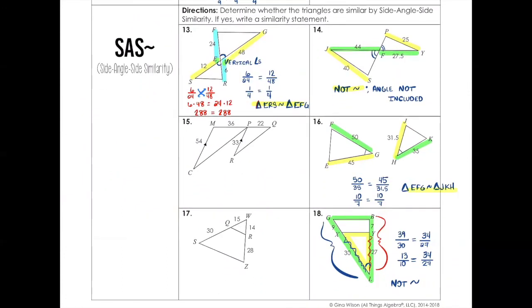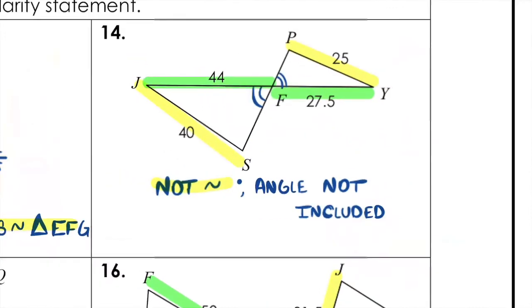Okay, side angle side. So we can determine similarity using side angle side as long as we have two proportional sides and the included angle. So if you look at 14, our sides may have been proportional, but the congruent angle they gave me was not included between the green and the yellow. So there is no point in me wasting my time trying to find out if the sides are proportional. If the given angle is not between the congruent sides, it cannot be similar based on side angle side.